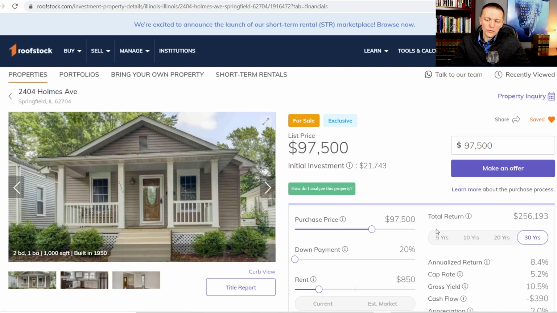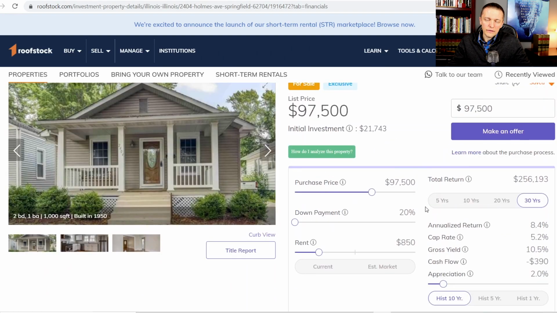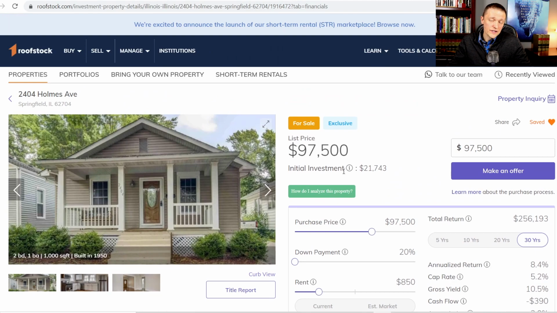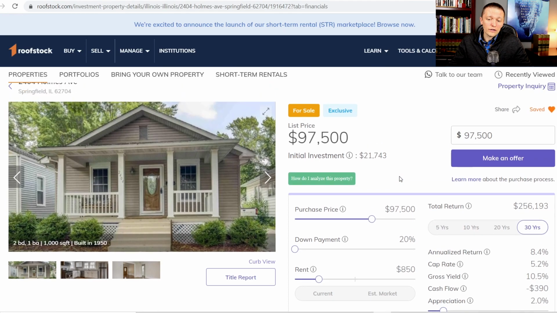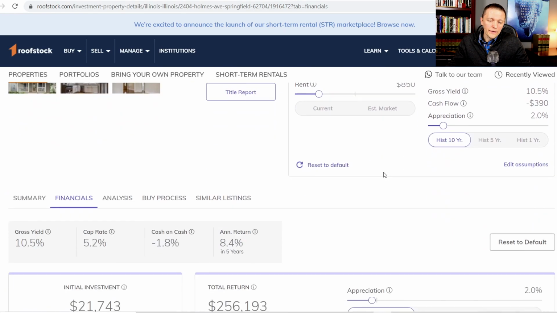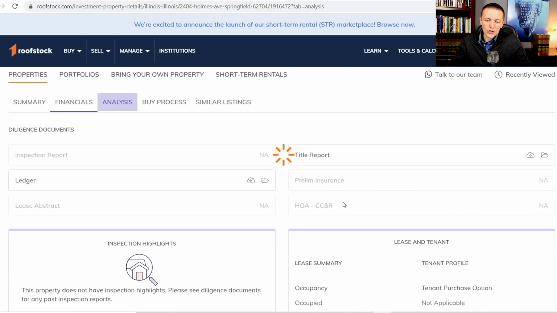So if we go back up top, and remember I mentioned in the beginning that you can certainly offer less than the asking price. So right now the asking price is $97,500, but you probably should offer less than the asking price. But how much less should you offer, and how do you determine that? Well, this is where I think we should go back to the title report that we have access to.